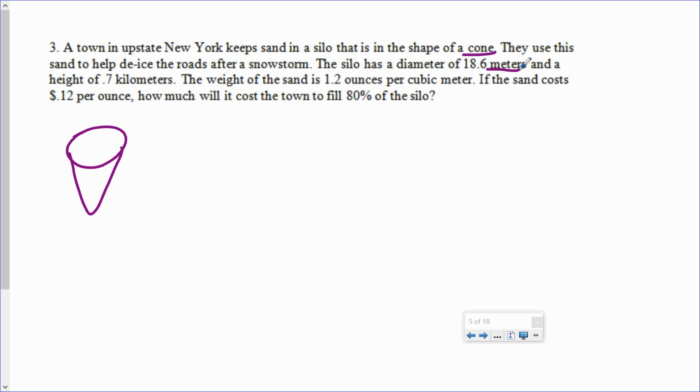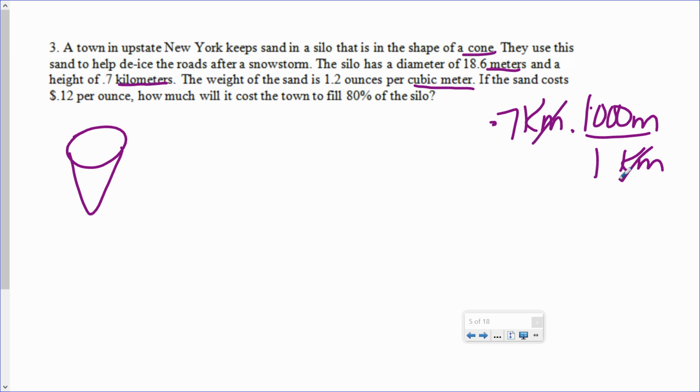I see meters, I see kilometers. That's an issue. Step 1 is to make sure all the units match. Right now they definitely don't. So do I want meters or do I want kilometers? I need to kind of read ahead. I want cubic meters. So I'm going to have to convert the 0.7 kilometers to meters. So if I write the kilometers on bottom, I'm converting kilometers to meters. There's 1,000 meters in 1 kilometer. I'm left with 0.7 times 1,000, which is 700 meters.